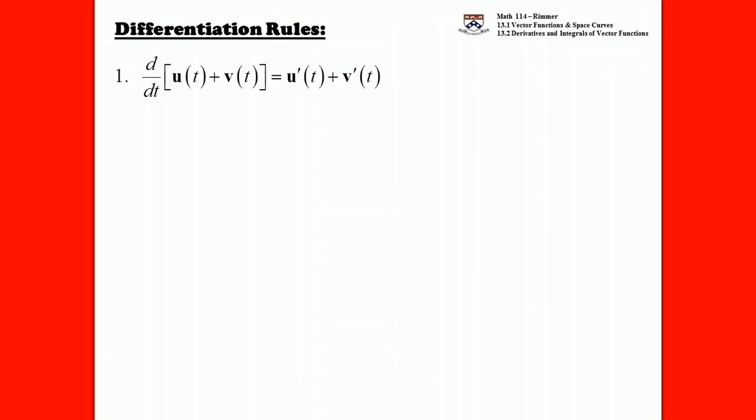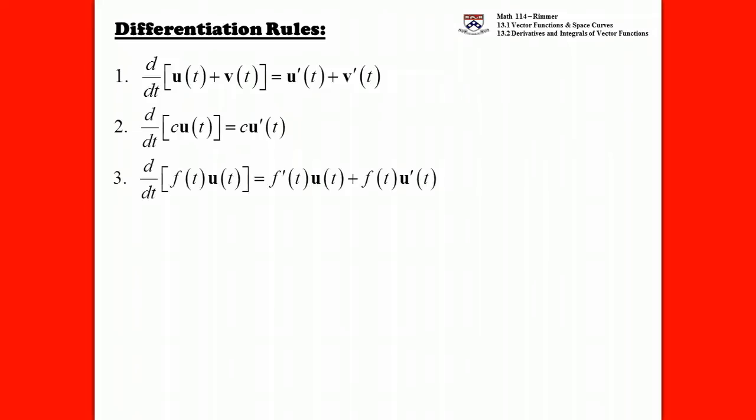Okay, we're in section 13.1, the derivative of these vector functions. There are some rules for differentiation. The derivative of the sum is the sum of the derivatives. If you have a scaled vector function, you can pull the scalar out and take the derivative of the vector function.